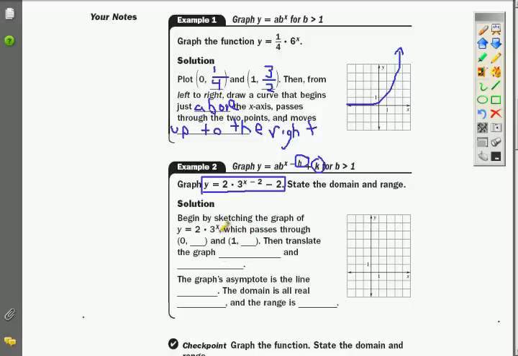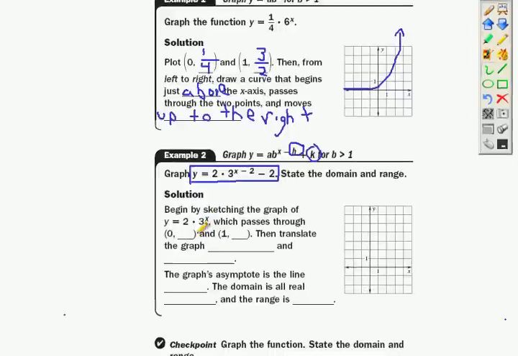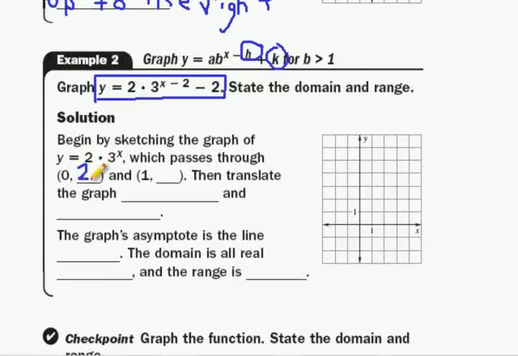And if I just graph that thing, if I put a 0 in there, I get 2. Put a 1 in there, I get 6. And so that would start at those points, (0, 2) and (1, 6). But then we have a translation, H and K.